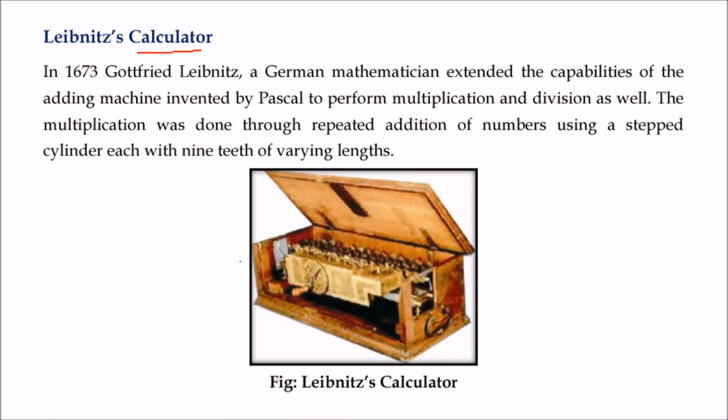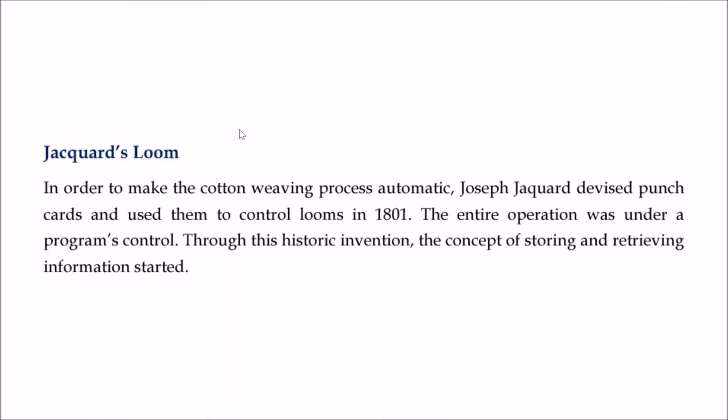Leibniz's calculator in 1673. Leibniz was a German mathematician. He added certain capabilities to Pascal's machine, adding multiplication as well as division. The multiplication was carried out through repeated addition of numbers using a stepped cylinder, each with 9 teeth of varying lengths. Jacquard's loom.